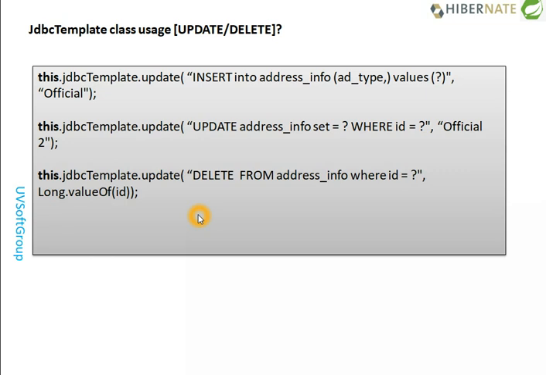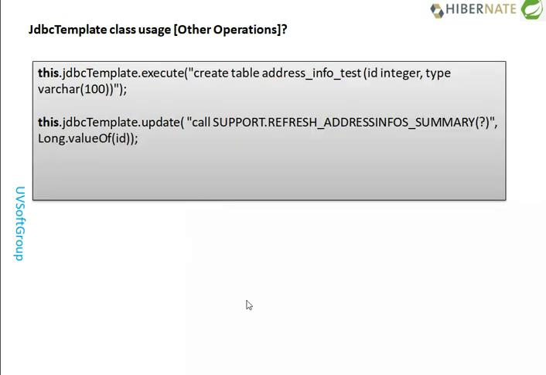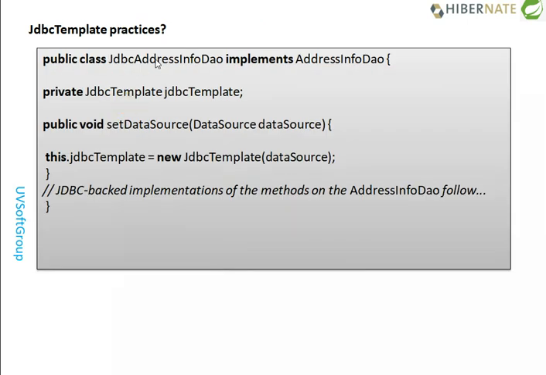And this is one example for the JDBC template. JDBC template offers other options like execute, and in this case the update operation. Best practices for the JDBC template: you can define your DAO, and here is one example of how JDBC template works in the Java part.